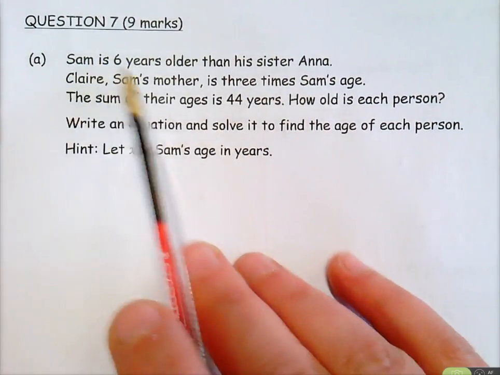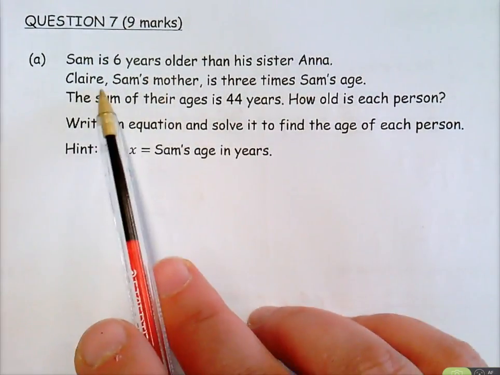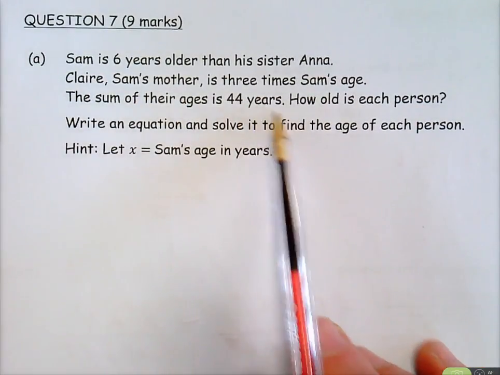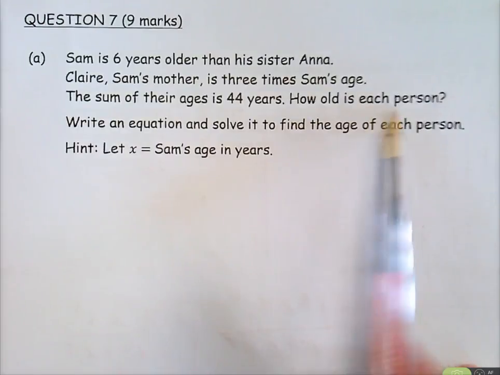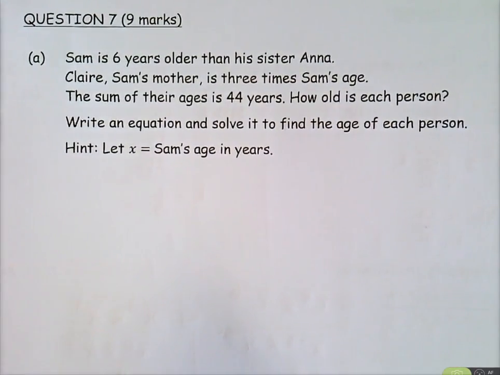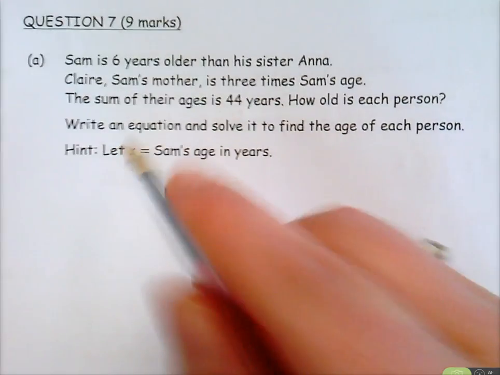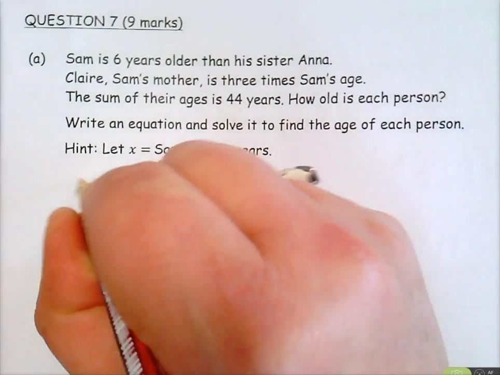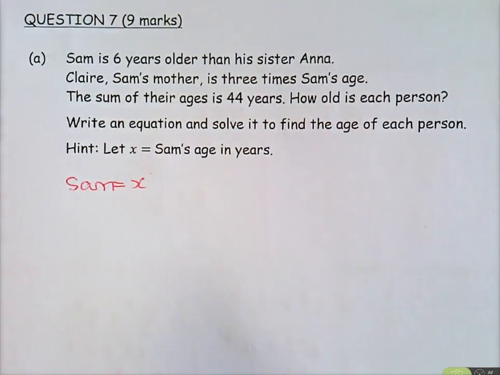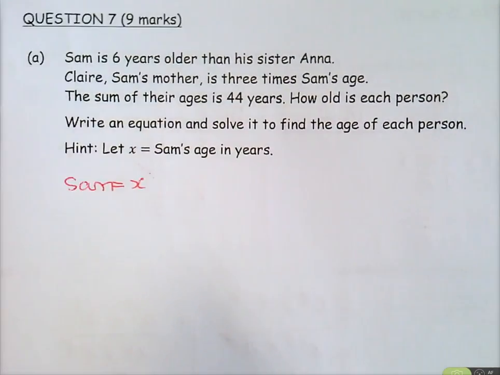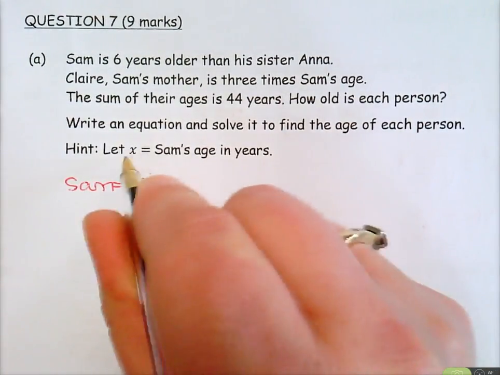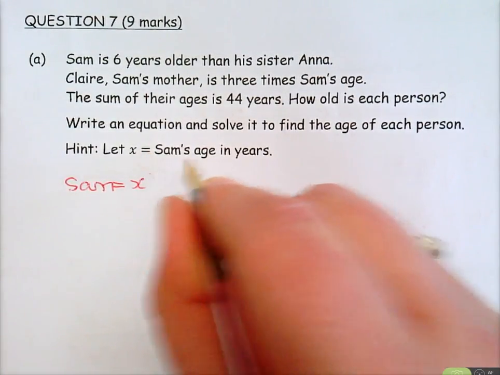Question 7a, Sam is 6 years older than his sister Anna. Claire, Sam's mother, is 3 times Sam's age. The sum of their ages is 44 years. How old is each person? Write an equation and solve it to find the age of each person. We're going to let x equal Sam's age in years. So Sam equals x. x equals Sam's age in years.